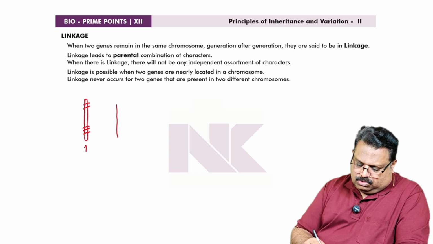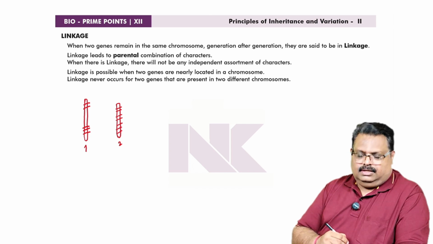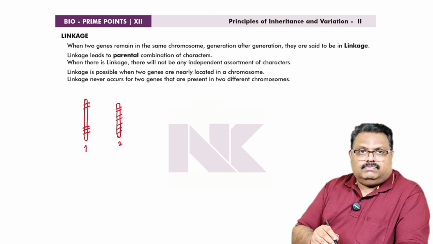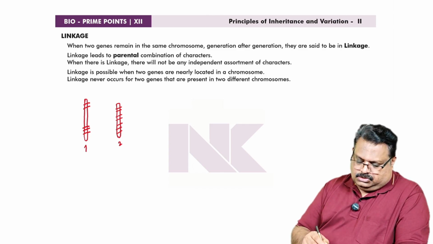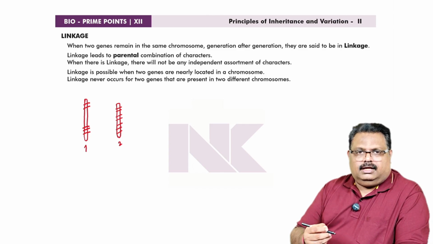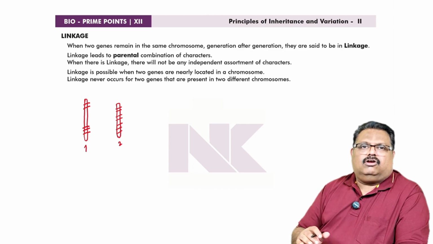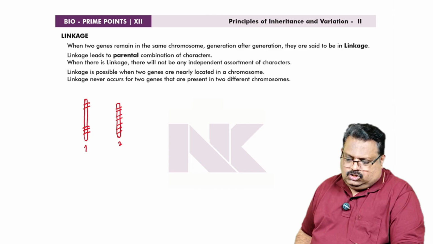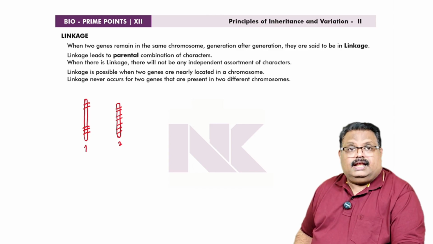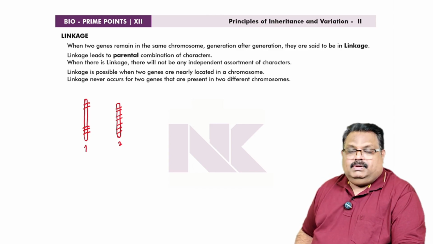Likewise, there is another chromosome called chromosome number 2. Here may be some other genes. But we cannot say that the genes in the first chromosome and the genes in the second chromosome are linked together. They are not in the linkage group. So all the genes in chromosome 2 will be linked in a single linkage group, and all the genes in chromosome number 1 will also form a linkage group. That means the physical association of genes in a particular chromosome is called a linkage. So when two genes remain in the same chromosome, generation after generation, they are said to be in linkage.